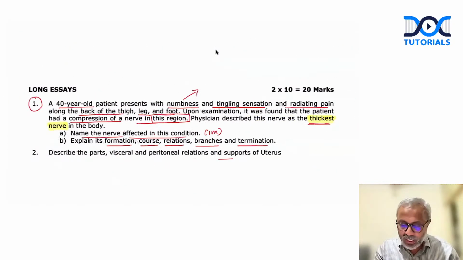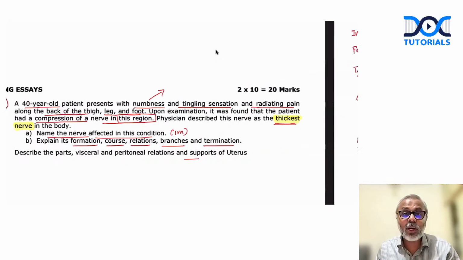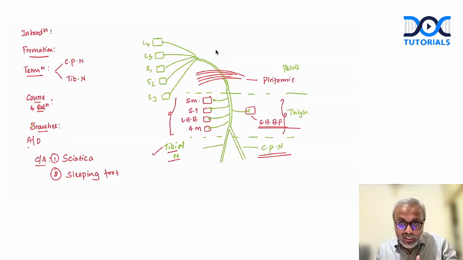So it started as a case, then it continued as the anatomical aspect, right? If anatomical aspect needs to be written, this is how it has to be written. Fine. Introduction, formation, termination, course and relation, branches and area of distribution, then clinical anatomy. Hope this is clear now, right?